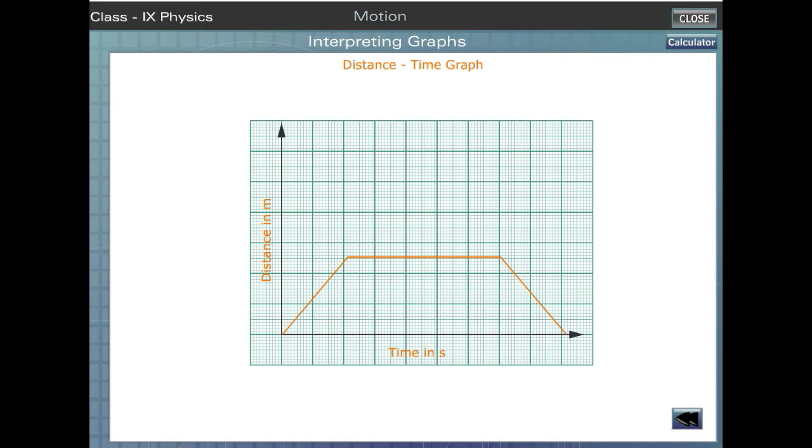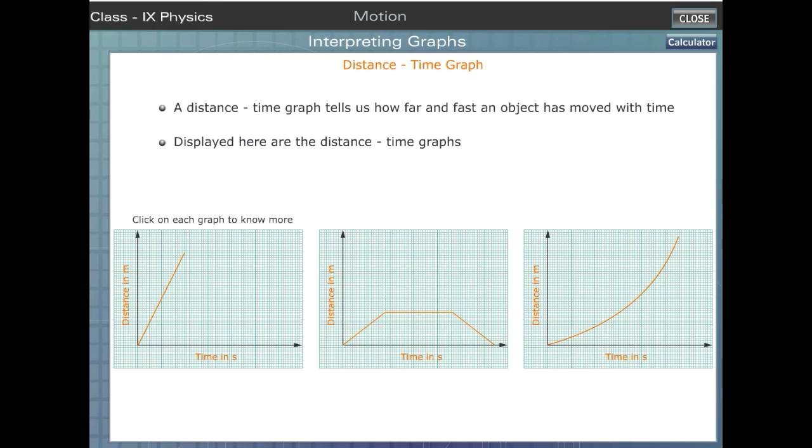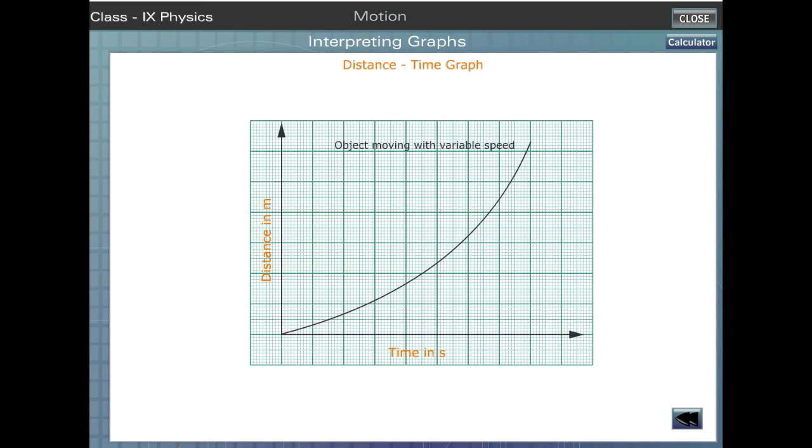The distance time graph shown here denotes the motion of an object that moves initially with uniform speed, is stationary for some time, and then finally comes to rest. The curved graph denotes the motion of an object moving with variable speed.